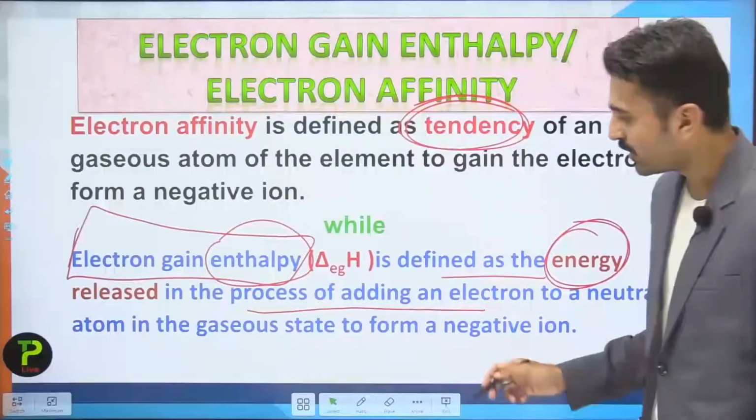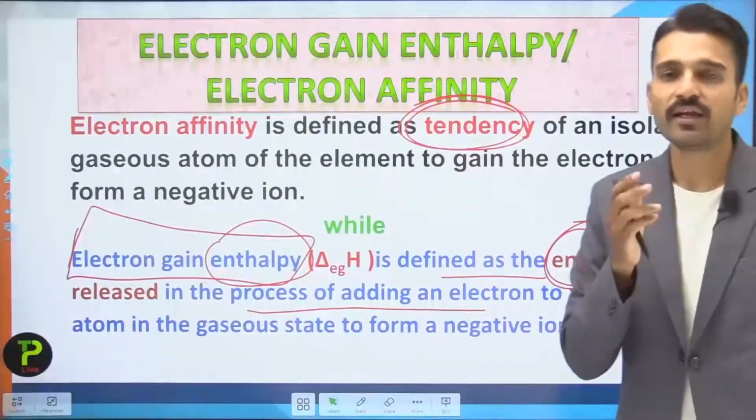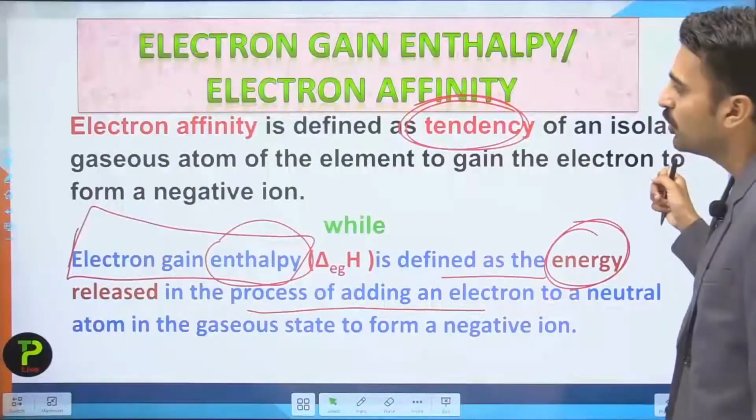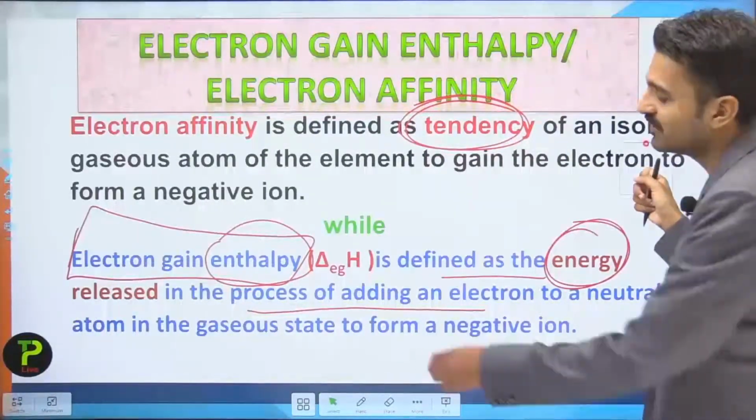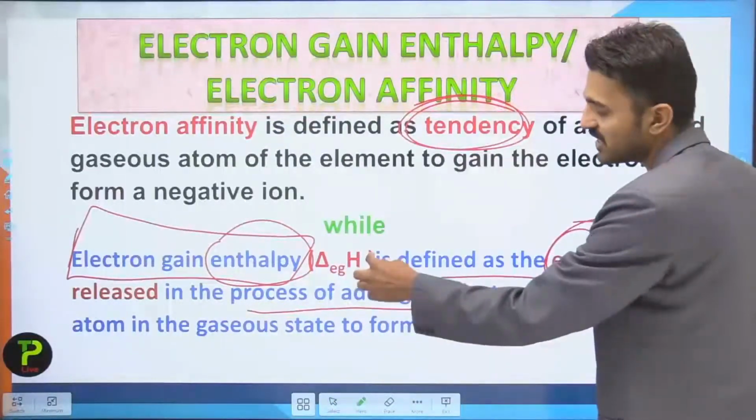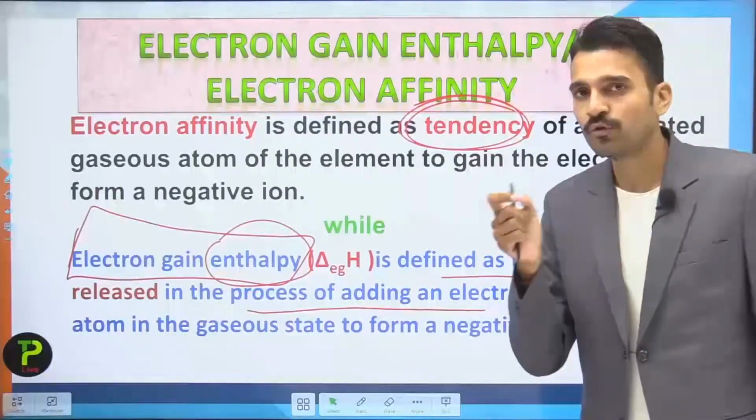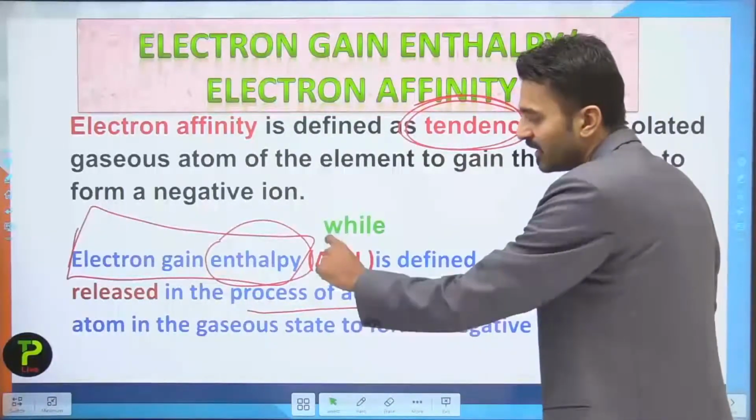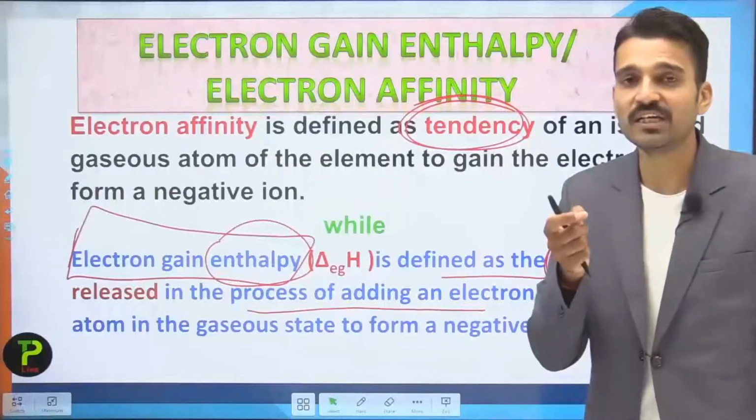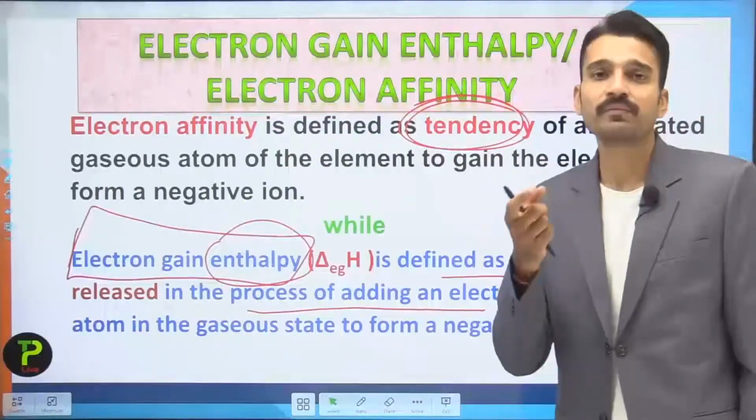Remember students, we are going to talk about these two terms, the electron gain enthalpy and the electron affinity. The symbol for electron gain enthalpy is delta EGH. H stands for the enthalpy and EG stands for the electron gain. And the delta here is the change. So this is a change in the energy when an electron is gained.